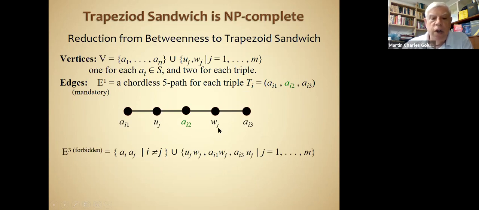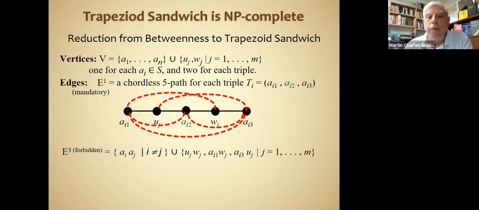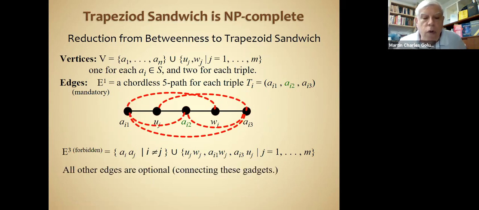My forbidden edges will be the ones that are basically missing here. That is between the U's and the others, and here they are illustrated. So these are the edges that are forbidden. Now this gadget is repeated for each of the triples, and all other edges in my sandwich problem are optional, those that would go between gadgets. Now remember, when I'm looking at a particular element, say AI1, this is one of the elements in S, and it will participate in several triplets. So you can imagine that the gadgets are glued together on their A's, and the edges that are not either black or forbidden in red will be optional.